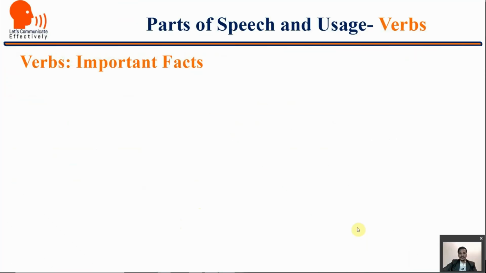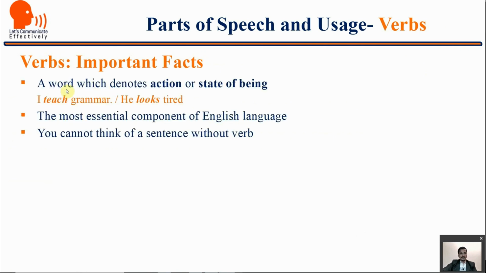Let us move to the next, third part of speech, verbs. So what is a verb? A word which denotes action or state of being. For example, I teach grammar, action of teaching. He looks tired, state of being.